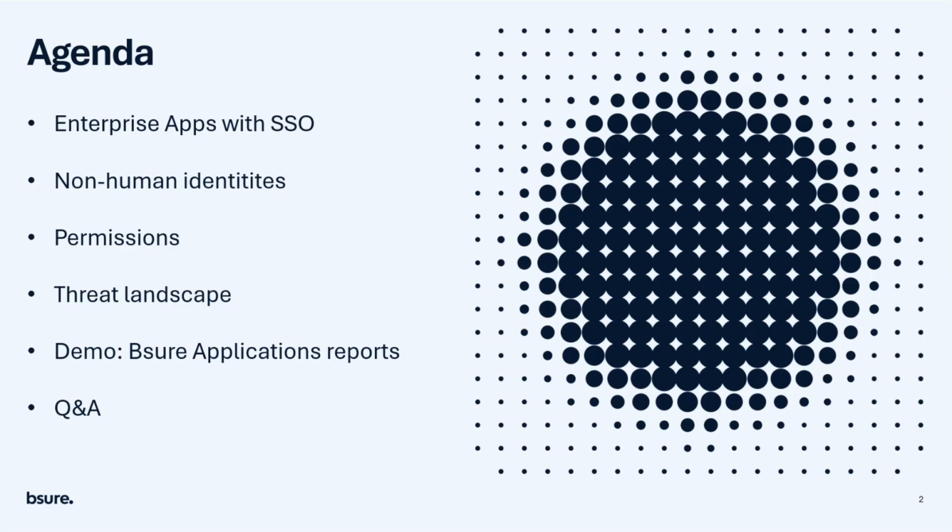We'll start by talking a little bit about the benefits of using enterprise applications with single sign-on. Then we'll take a look at the non-human identities in Entra and the types of access these accounts typically have. We'll take a quick look at the threat landscape as well, but most of the time we'll spend inside the Bsure app showing the different reports and how you can use those on this topic. We'll set aside 30 minutes and we'll try to leave a few minutes at the end to answer any questions that might pop up. So you can type those in the chat as we go along.